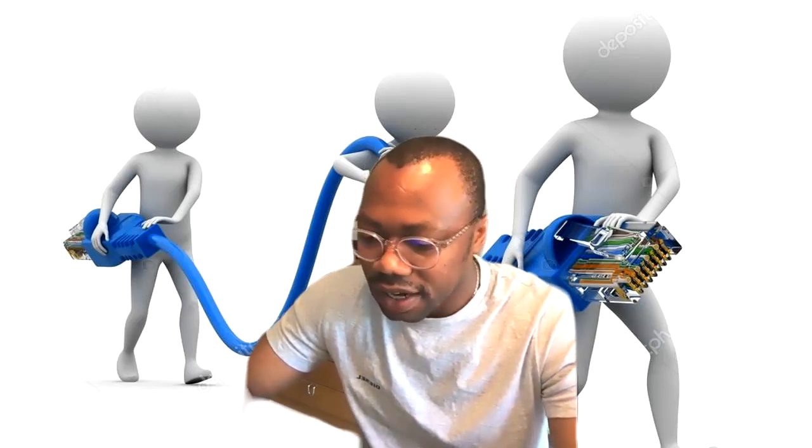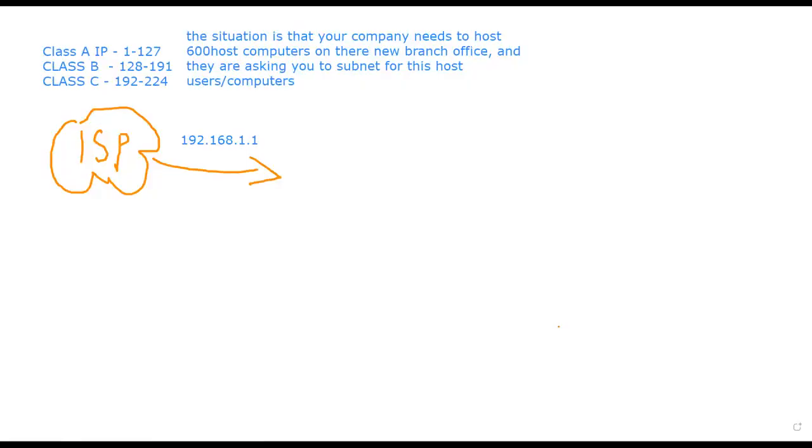Now let's start by sharing our whiteboard. As I already mentioned, this is the situation. Your company needs to host 600 computers in their new branch office. And they're asking you to subnet for these 600 host users or computers.